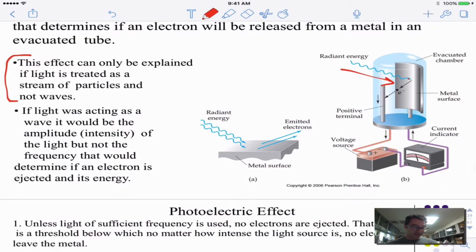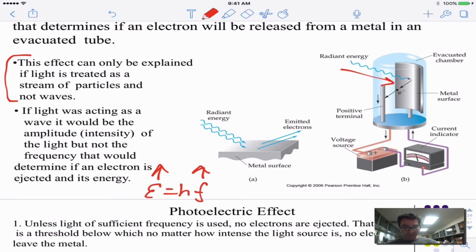If light was acting as a wave, it would be how bright the light was, the amplitude, the intensity, not the frequency. But we saw that it was the frequency. And if we go back to Planck's idea, we have E equals h times frequency. If we increase the frequency, we increase the energy. And this sort of solidified the idea that light existed as little tiny particles, little tiny packets of energy.